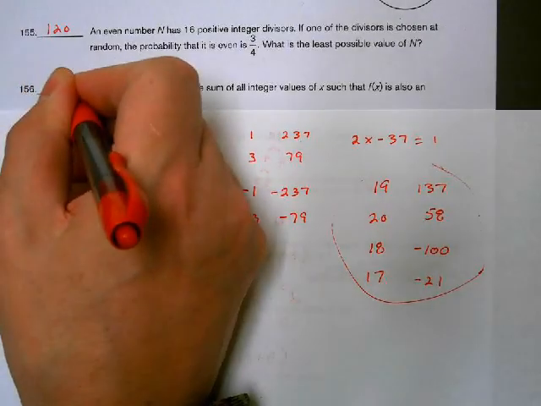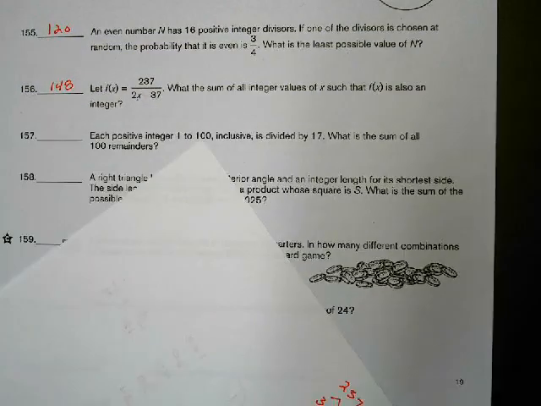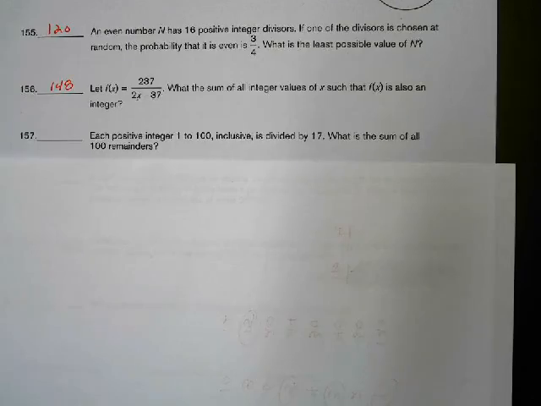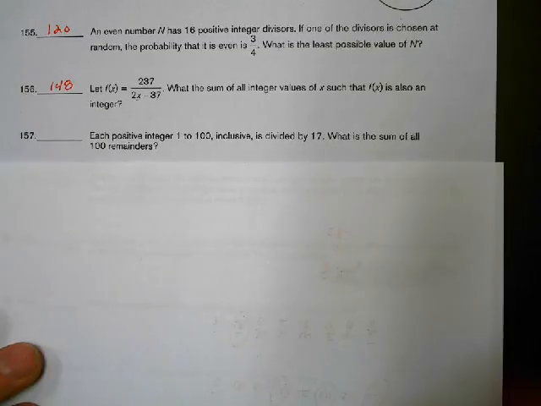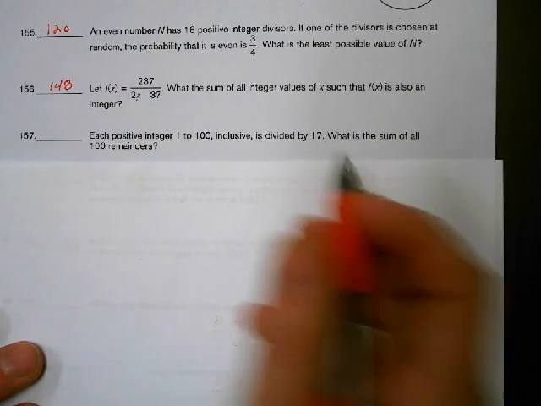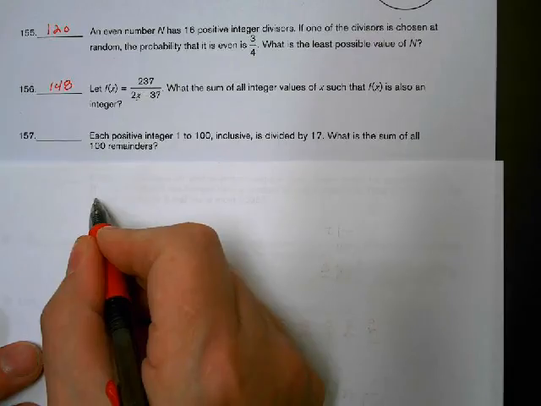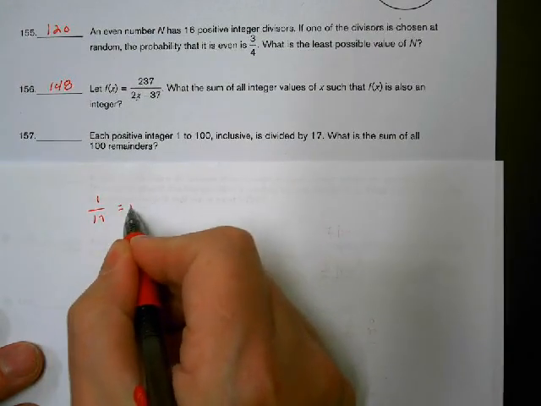Next, each positive integer, 1 to 100 inclusive, is divided by 17. What is the sum of all 100 remainders? Okay. So if I take 1 and divide by 17, the remainder is 1. If I do 2 divided by 17, the remainder is 2.